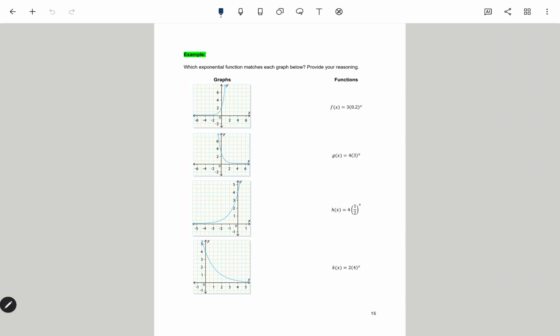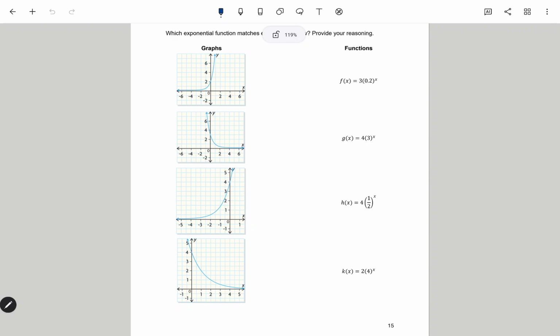So now that we know the properties of our graphs and the properties of our functions, we're going to see if we can combine the two. All right. So the way that I always start these, the easiest, is I find the y-intercept of all the graphs. So we're going to match our graphs to our functions. So I'm going to look here. Okay, so my y-intercept is 2. So this way I know in my function, my a value has to be 2.